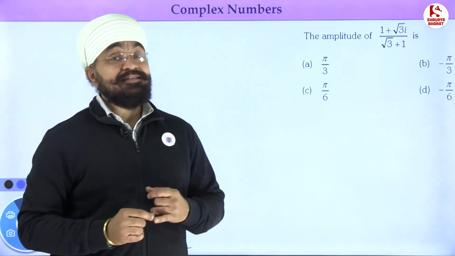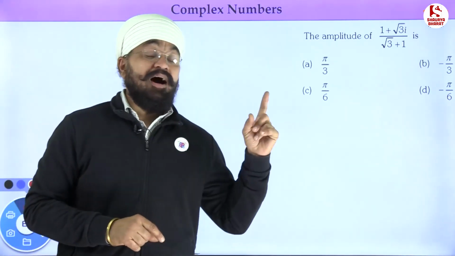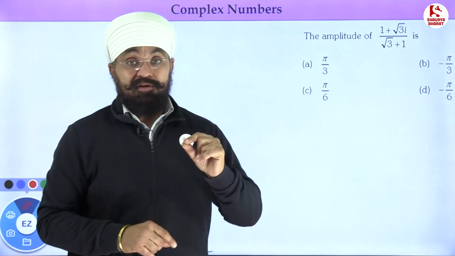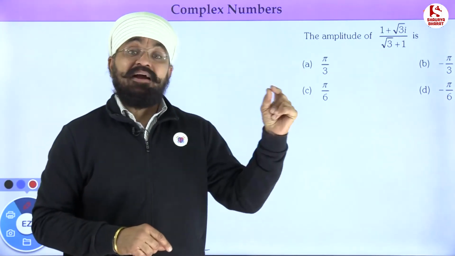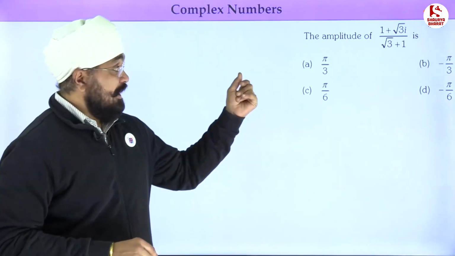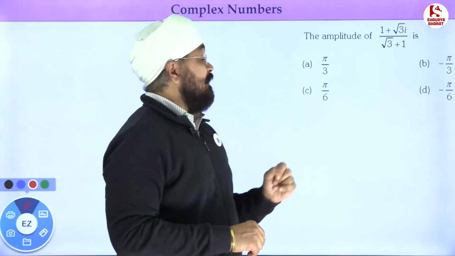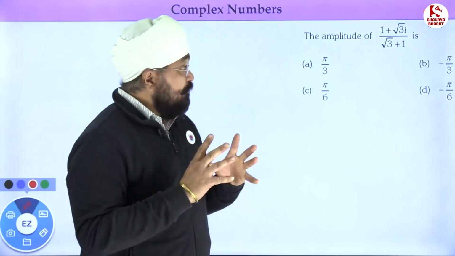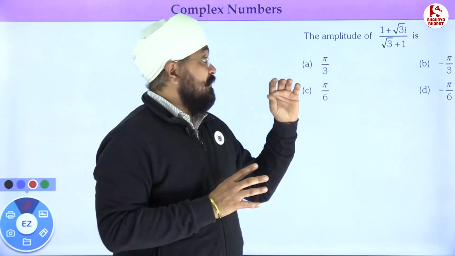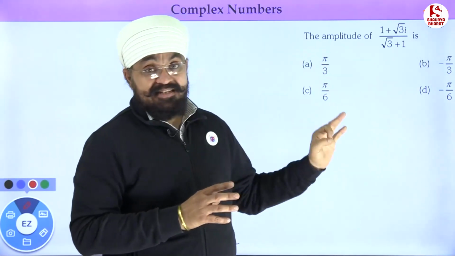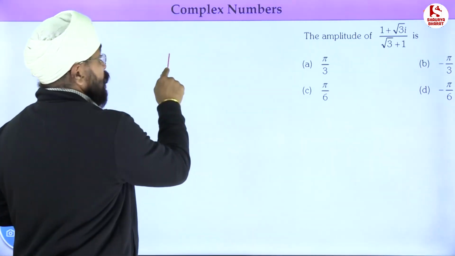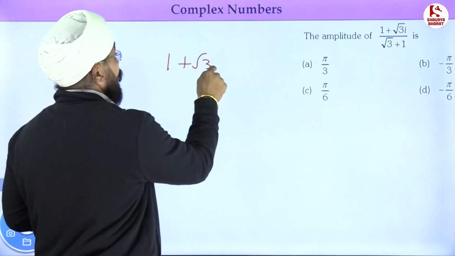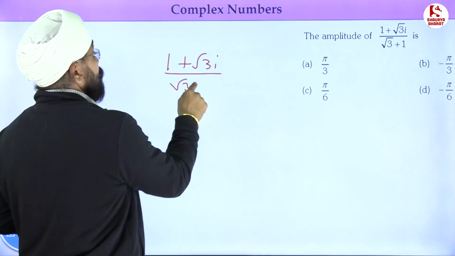Here they are not asking you the argument. The other name for argument is amplitude. Same as with modulus we have magnitude, for argument we are having amplitude here. We want to find the amplitude of the given complex number. You may get a bit of confusion about how this particular term has been given, but it is as it is, where it is written 1 plus root 3 iota divided by root 3 plus 1.